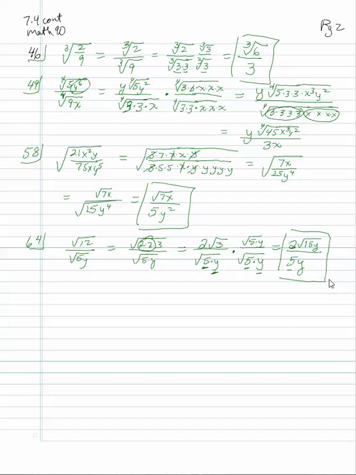Okay, let's try one more and see how you do. Oh, I'm sorry. This said rationalize the numerator, not the denominator. So 64, rationalize the numerator. I should read the directions.